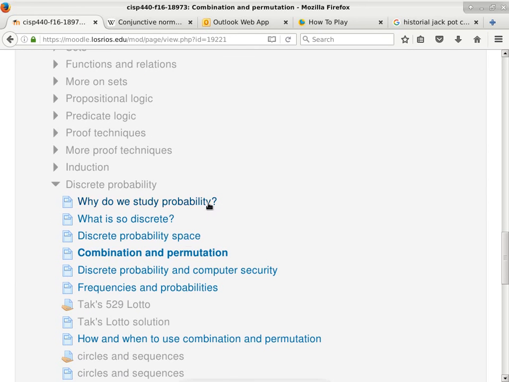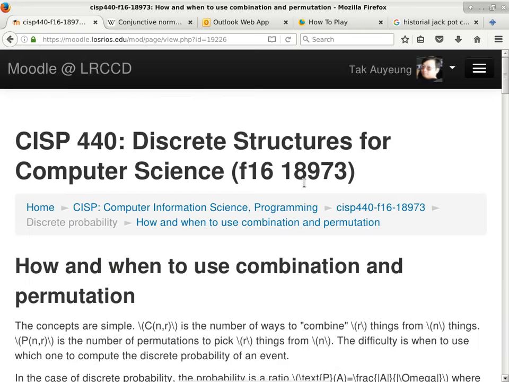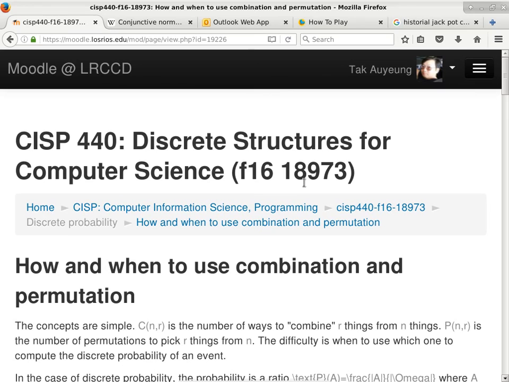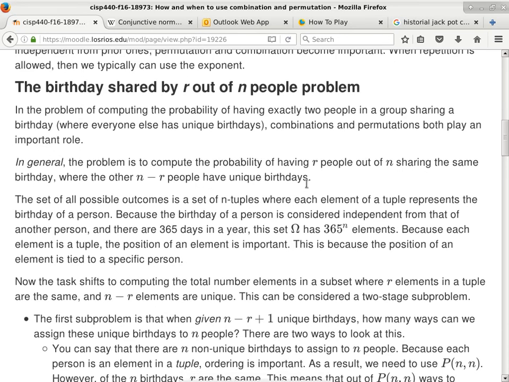So we're going to move on to the next one, which is frequencies and probabilities. Let's move on to this one over here first. Okay, how and when to use combination and permutation. I want to move on to this one because it has two concrete examples. So we'll use this example here first to illustrate the concepts of combinations, permutations, and exponent. When do we use one or the other?